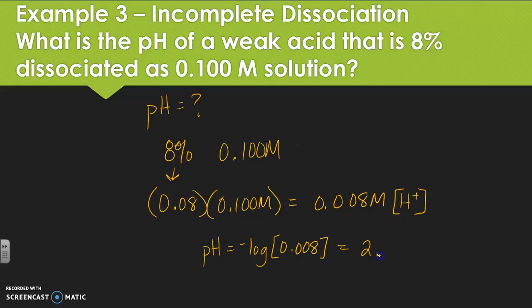You should get 2.0969100013 and so on. All right, we need 3 significant figures. So 2.10 is my pH.